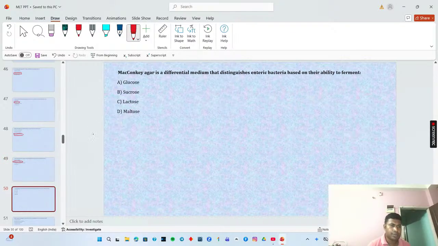Okay. Now the question is: MacConkey agar is a differential medium that distinguishes enteric bacteria on the basis of ability to ferment what? Means MacConkey agar is a differential medium which enables us to distinguish the enteric bacteria, means the bacteria which are present in our stomach, on the basis of the ability to ferment lactose. Okay, the answer of this question will be lactose. You have to remember it.